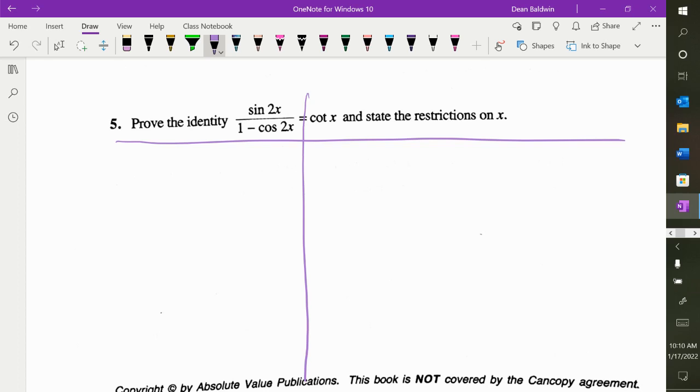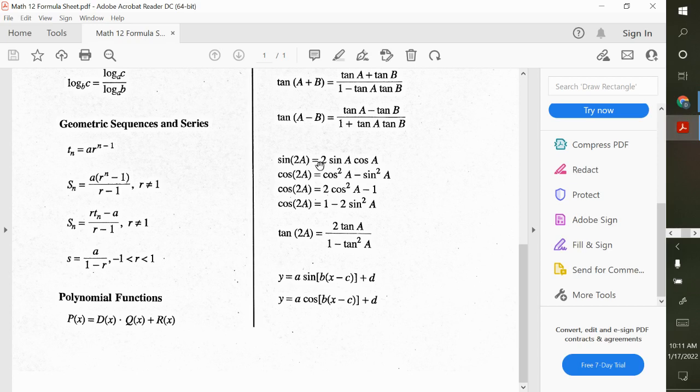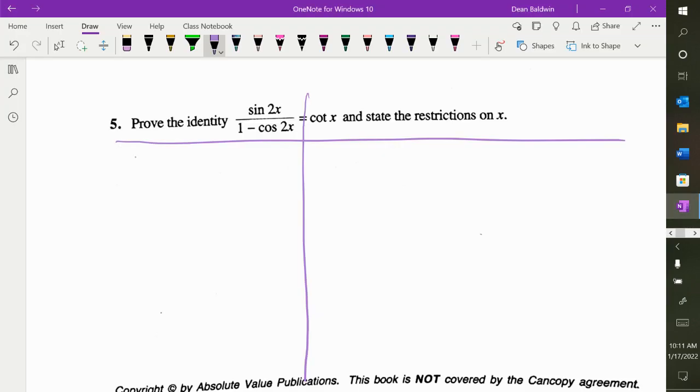1 minus cos 2x. Yes. The 2x, right? Not 2 different x's, but the 2x inside the angle. Everything has to be an x. Just one x, like this one, cotan x. Okay? So how do I rewrite sine 2x as just x? How do I cut the angle in half? You expand the double angle identity. Use the double angle identity for sine. Yeah, this one. 2 sine a cos a. So I rewrite it as 2 sine x cos x.